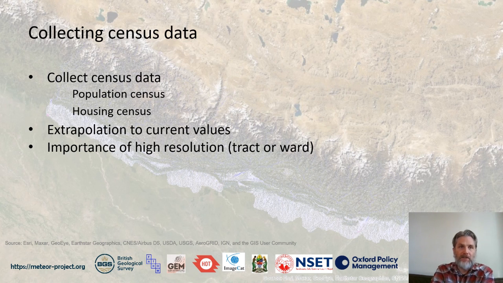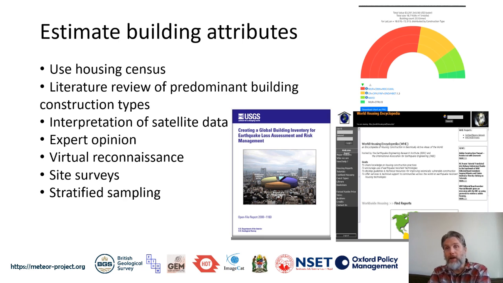First, collecting census data. Population census data, housing census data, if you can get a hold of it, the most recent you can. It's worth trying to get the updates that might be more than a kind of decadal type of census, and extrapolate those to current values if you can. You generally want to get the highest resolution data that you can for the country you're looking at, a census tract type of analysis. And if you can get microcensus data, that is beneficial as well.